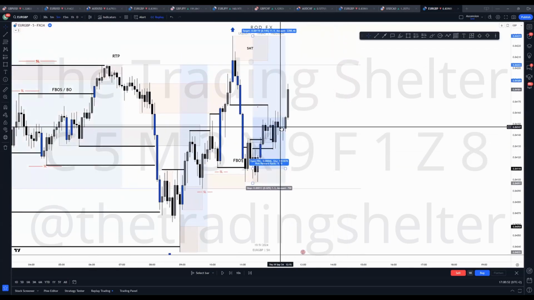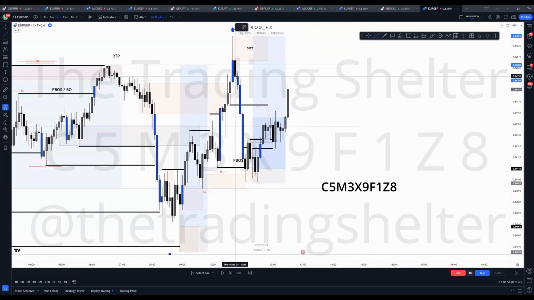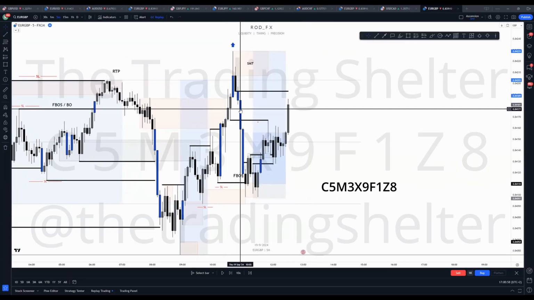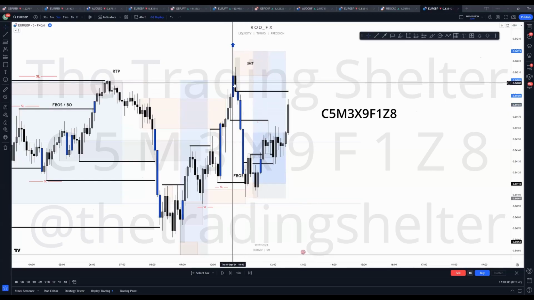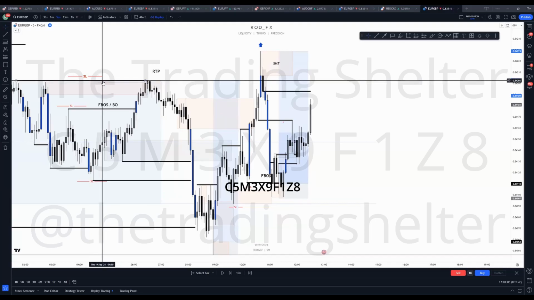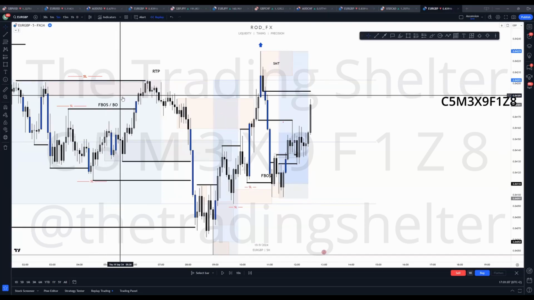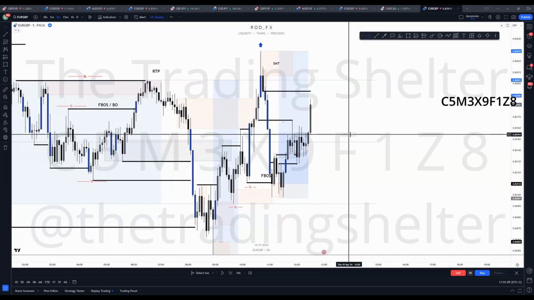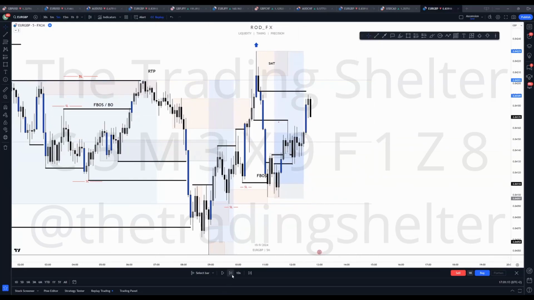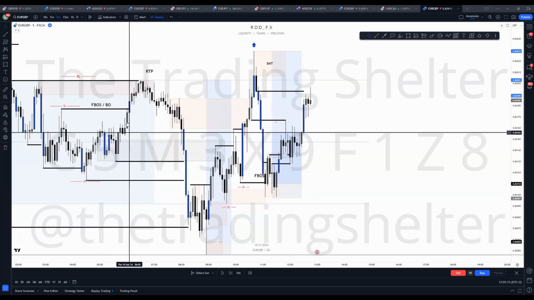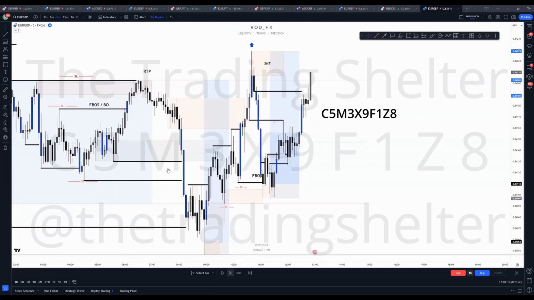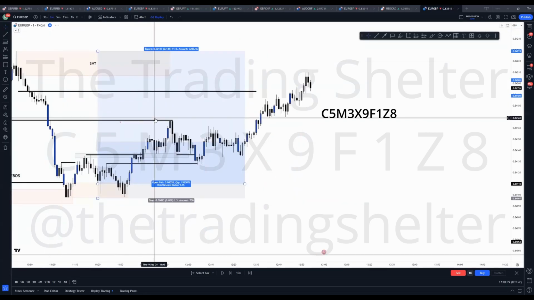Okay. Now, for me, the partial zone would be this. Why? Because it's filling the imbalance. It's also the inducement POI. What is an inducement? Inducing the equal highs. We'll talk about inducement POI very shortly. So this would be my partials. Okay. Now this is being taken pretty well. Rejection candle, reaction to it, right?